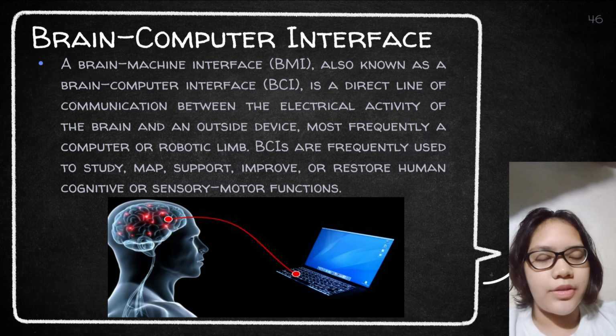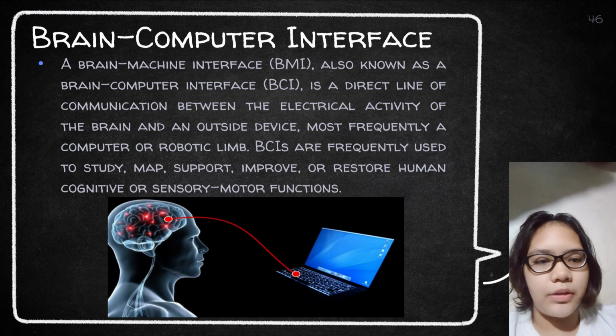Brain-computer interface. A brain-machine interface, also known as a brain-computer interface, is a direct line of communication between the electrical activity of the brain and an outside device, most frequently a computer or robotic limb. BCIs are frequently used to study, map, support, improve, or restore human cognitive or sensory-motor functions. Several research projects have investigated how this technique can be used to augment and support human cognitive or sensory-motor functions. BCIs function by spotting changes in the way the brain's neural pathways function.